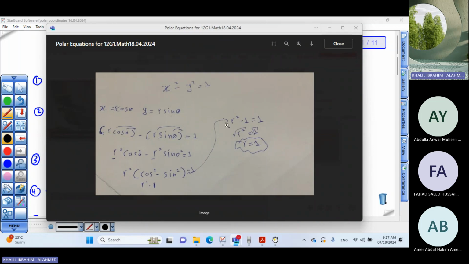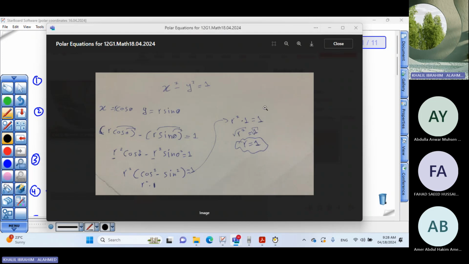Excellent, Mr. Abdullah. Okay, as you see here, Mr. Abdullah replaced x with r cosine theta and y with r sine theta. Excellent. R cosine theta squared minus r sine theta squared equals 1. R squared cosine squared theta minus r squared sine squared theta equals 1. Take r squared as a common factor. Okay, r squared times 1 equals 1. Just r squared equals 1. That's it. You don't need to do the last step.